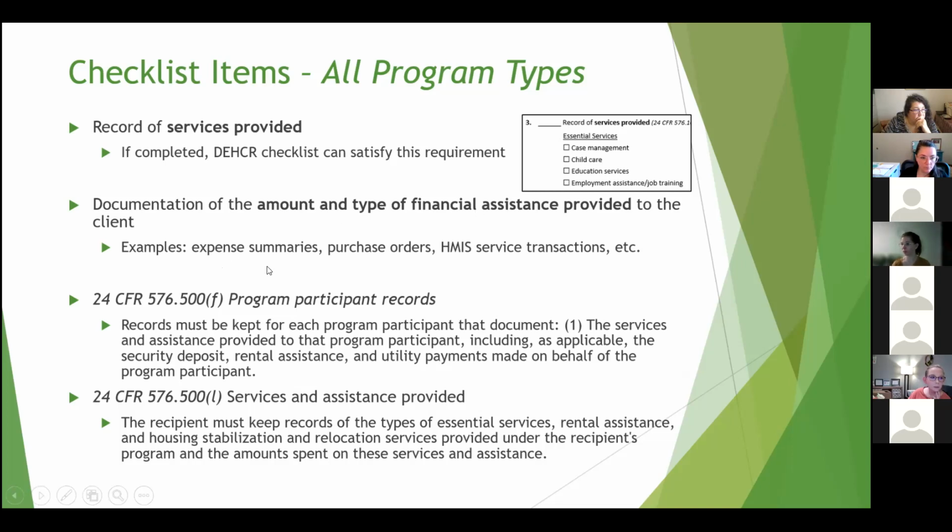So you could have an expense summary, maybe a fiscal ledger of some kind that lists what they all are, copies of purchase orders, the service transactions if you put them in HMIS, things like that. And I have a couple examples on the next slide.